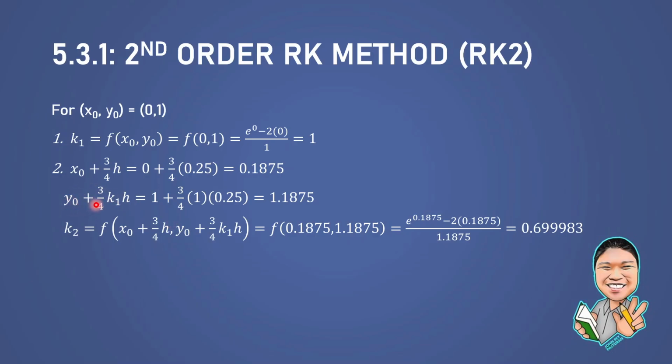Saka, yung value din ni y sub 0 plus 3/4 k1 h. So, hanapin din natin yan. Y sub 0 plus 3/4 k1 h. So, yung y sub 0 natin is 1 plus 3/4 ng k1 which is 1 tapos 0.25. So, that is 1.1875. Kaya yung k sub 2 is simply equal to f of 0.1875, 1.1875. And using the original function, i-substitute nyo lang to. So, that is equal to 0.699983. So, ayan class, may K1 ka na. At the same time, may K2. So, therefore, ang step 3 natin, yung bagong value ng x.